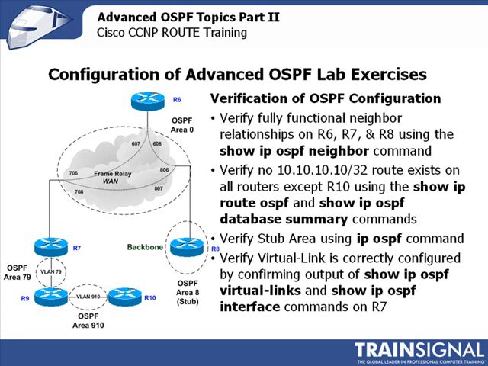Verification of these is simple. We just look for the show IP OSPF neighbor command on routers 6, 7, and 8 to make sure the neighbor relationships in fact are functioning. Verify that only the 10.10.10.0/24 is being advertised. We've already done the stub area, and we'll actually verify the virtual link.